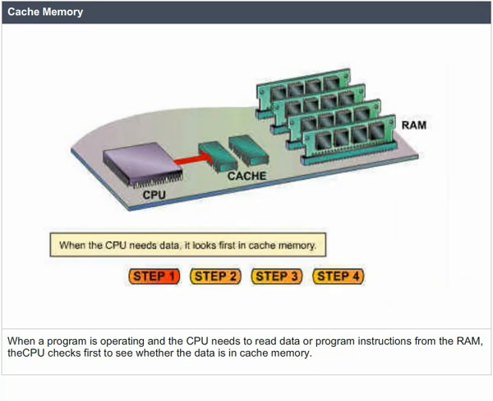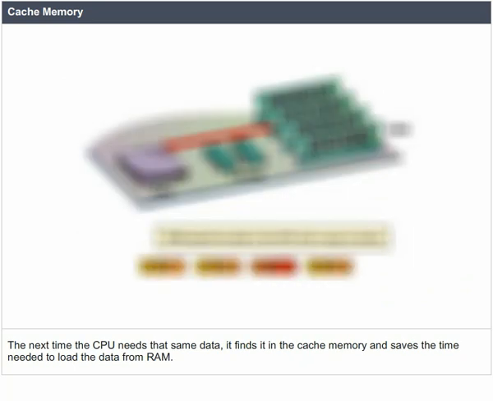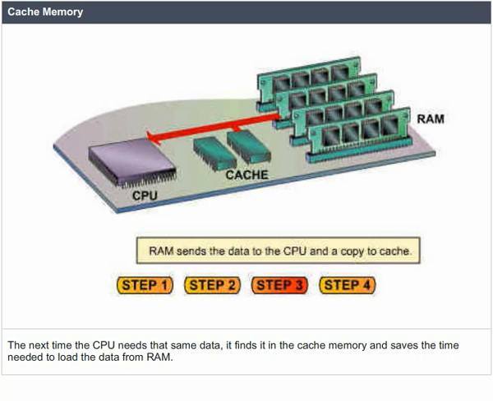When a program is operating and the CPU needs to read data or program instructions from the RAM, the CPU checks first to see whether the data is in cache memory. If the data is not available, the CPU reads the data from RAM into its registers and also loads a copy of the data into cache memory. The next time the CPU needs the same data, it finds it in the cache memory and saves the time needed to load the data from RAM.